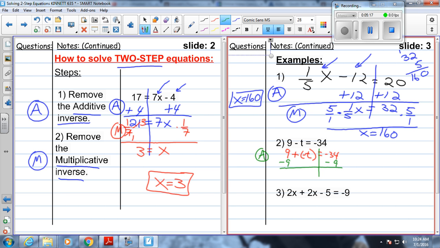We get, same signs, add and keep. We're going to keep that. We get this 34 there. We add it. We get negative 43. Excellent. We bring down our negative t.